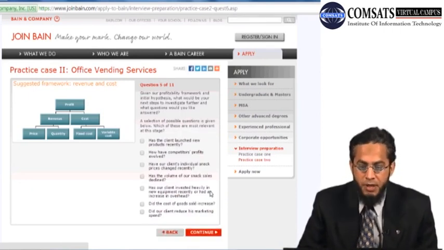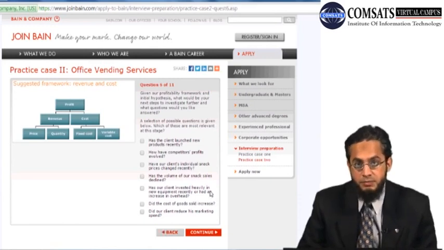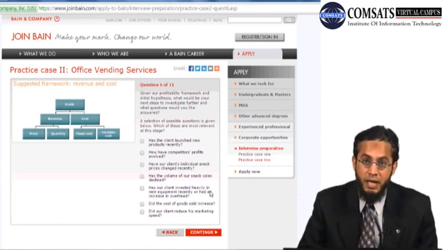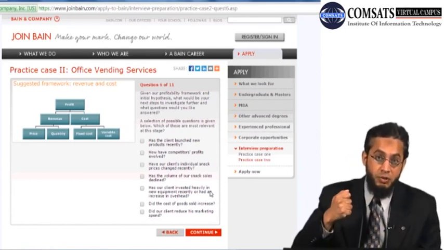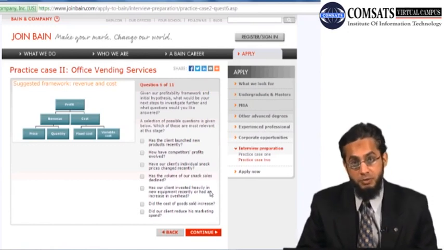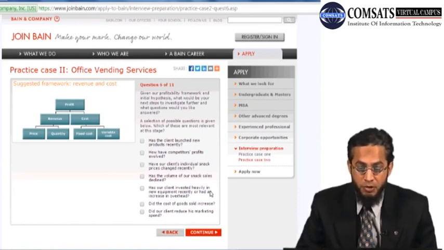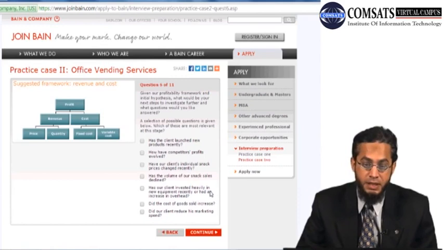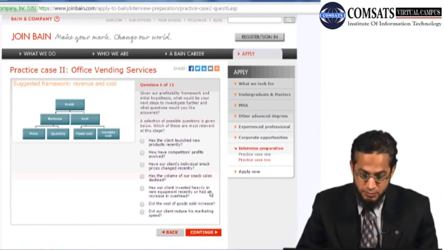Question 6. Given our profitability framework and initial hypothesis, what would be your next steps to investigate further? And what question would you like answered? अच्छा, उसमें क्या चीज़ें हैं जो आप आगे देखेंगे, and what kind of questions that you would ask your senior management, your client's senior management for that. A selection of possible questions is given below. Which of these are most relevant at this stage? तो इन्होंने ये questions आपको दी हैं, so now you come up with the ones that are the most relevant.